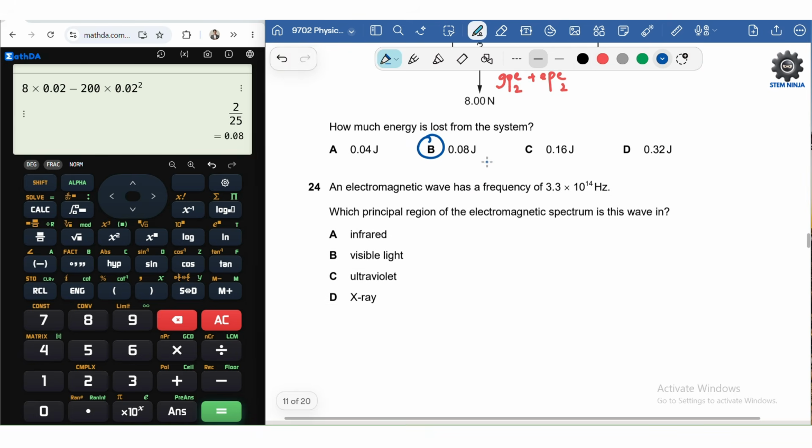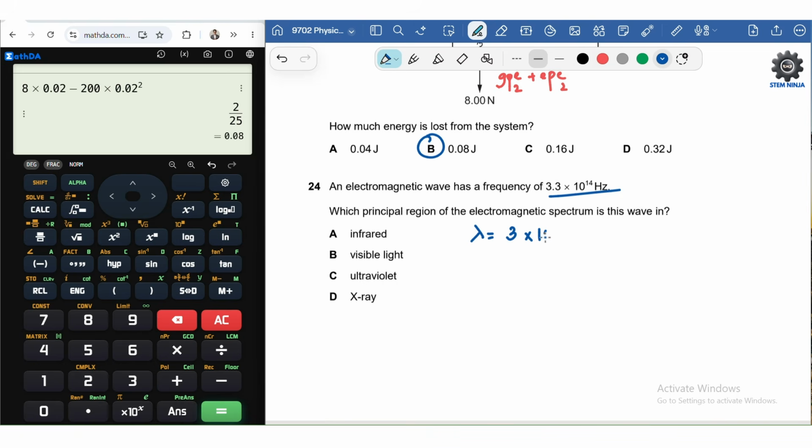Alright. An electromagnetic wave has a frequency of 3.3 × 10^14 Hertz. Which principal region of the electromagnetic spectrum is the wave in? Okay, so first off, we need to convert this into wavelength. Speed of light, 10^8 divided by 3.3 × 10^14 Hertz. So you get 3 divided by 3.3 times 10^(8 - 14). We times this by 10^9 because we need this in, let's say, nanometers.